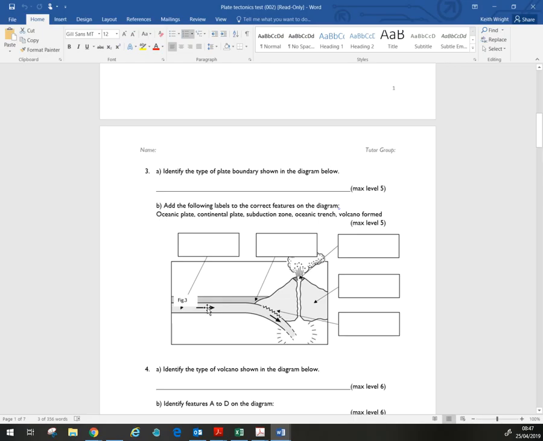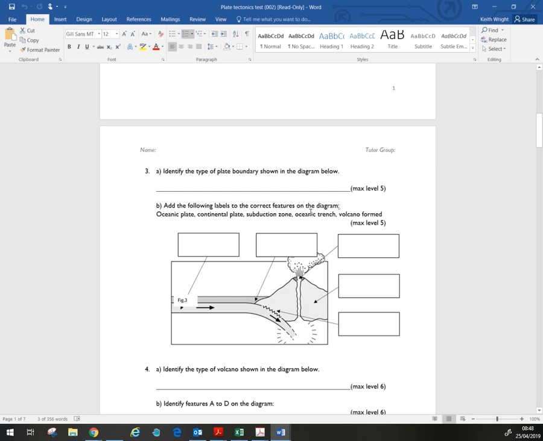So the oceanic plate is this one here, and we can see the oceanic plate, which is denser, which is subducting underneath the continental plate. That is the continental plate there. The subduction zone is here. That's where the oceanic crust is being subducted or going underneath the continental crust. The ocean trench is here. We can see that where it goes underneath, you can see that V shape, and that's where ocean trenches form, such as the Mariana Trench.